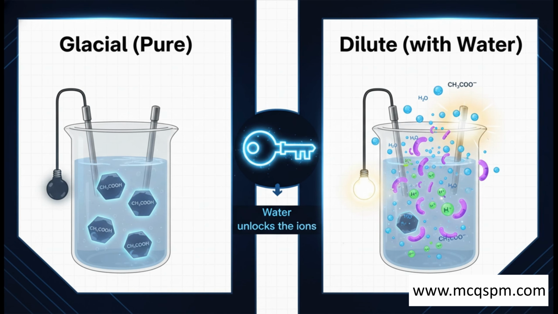So why is that? Well, because the pure stuff, the glacial ethanoic acid, just exists as molecules. There are no ions to move around. But the second you add water to it, those acid molecules ionize. They literally break apart into hydrogen ions and ethanoate ions. And what do you have then? Yep, free-moving ions. See, water is like the key that unlocks the ions.